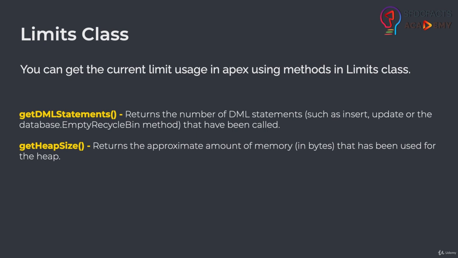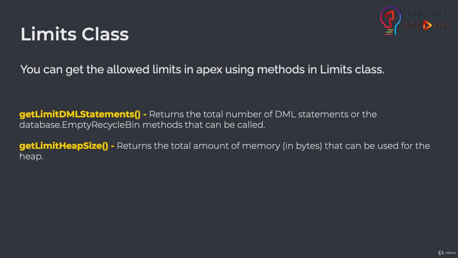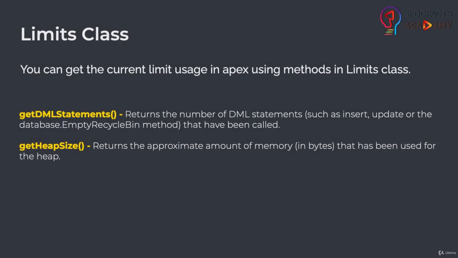These methods will tell you about the current utilization, but if you want to know the allowed limits, then there are other methods as well in this Limits class. For example, if you want to know the total allowed DML statements in an Apex transaction, then you can execute the method getLimitDmlStatements. And if you want to know about the allowed heap size, then you can execute the method getLimitHeapSize. If you notice, these method names are very similar to the previous ones.